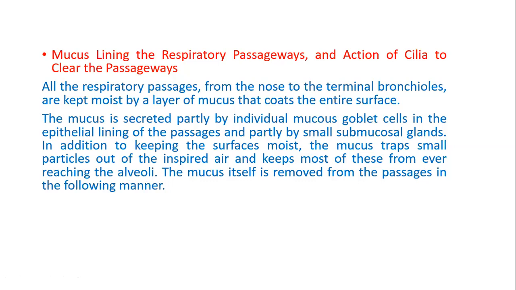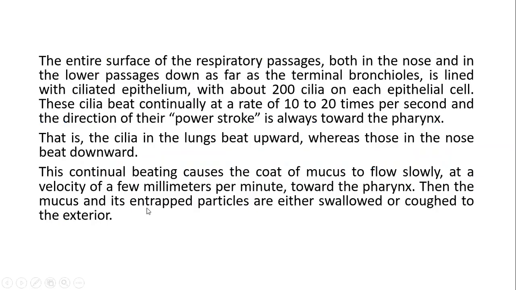These stick to the mucus. Then the mucus itself is removed from the passages in the following manner. The entire surface of the respiratory passages, both in the nose and in the lower passages down as far as the terminal bronchioles, is lined with ciliated epithelium, with about 200 cilia on each epithelial cell. These cilia beat continually at a rate of 10 to 20 times per second, and the direction of their power stroke is always toward the pharynx.